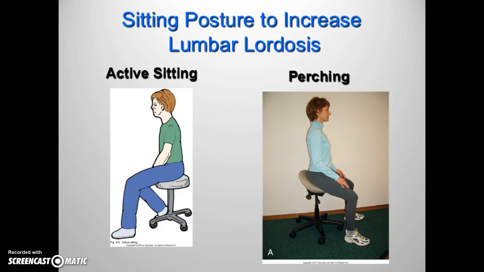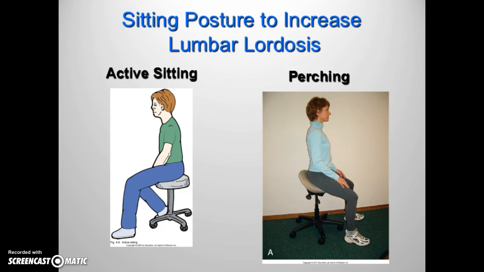Both of the postures that you see here are recommended for people who are more comfortable when they're sitting with an increase in lumbar lordosis. The first one is active sitting. This person is sitting at the front of the chair. The torso is leaning forward. The center of gravity is anterior to the ischial tuberosities, and the lower extremities are actively supporting the weight of the body. The spine is in a similar position to the standing position.